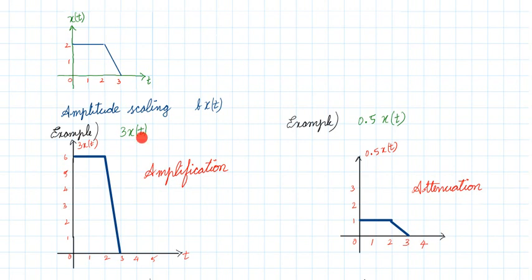Right? 3 times x of t is amplification. So the conclusion I can make is, if b is greater than 1, it is amplification. If b is between 0 and 1, I can say it is attenuation.